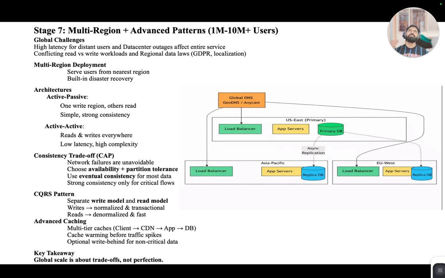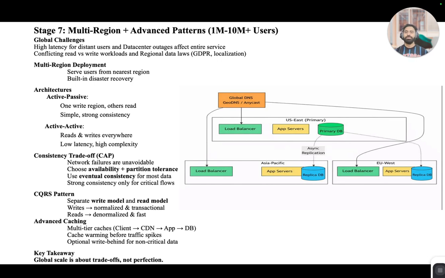Now the second part is active-active. In this, all regions handle reads and writes. Okay, the user writes data locally. This sounds great, but it is very hard. Pros-wise, it has the lowest latency everywhere and no single point of failure. And the cons are conflict resolution in complex data, it becomes eventual consistency, and debugging is very difficult. So active-active requires serious distributed system expertise to handle.